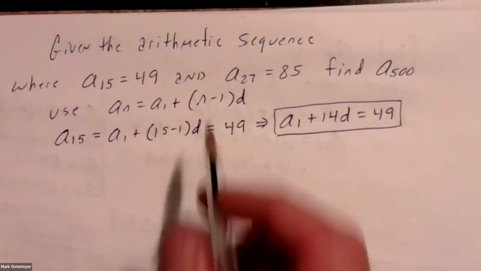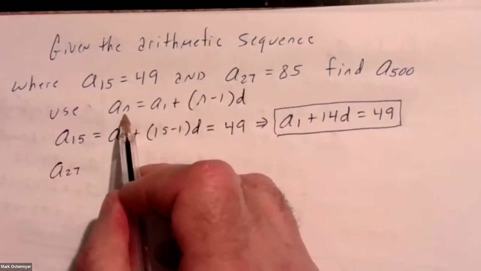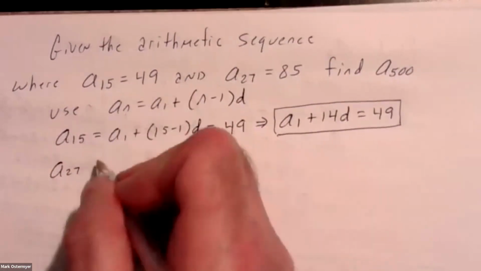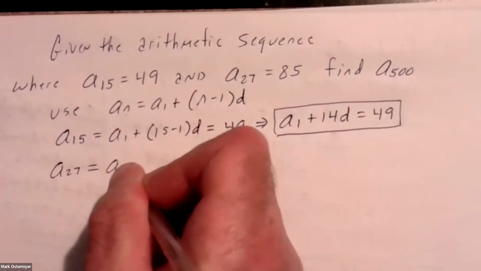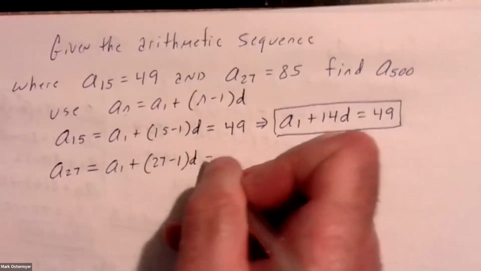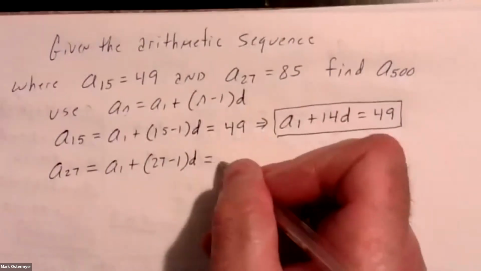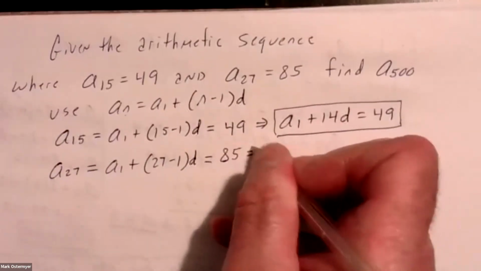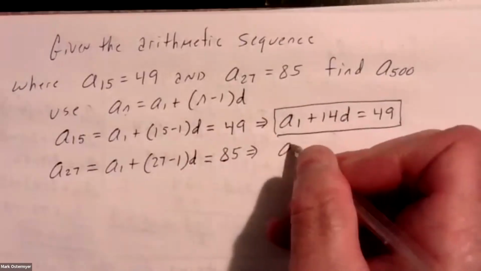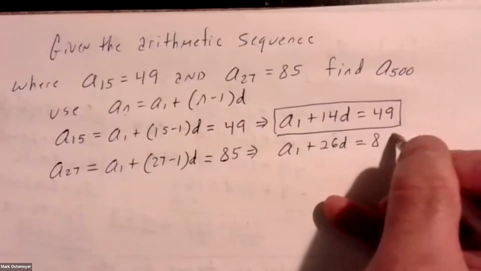Now we're going to use our 27th term. Our 27th term has us putting 27 in for n into the nth term rule formula, which is really our first term plus (27 - 1) times our common difference. But our 27th term we know is 85, so we set this equal to 85. Hence, we have another equation: our first term plus 26 times our common difference is equal to 85.